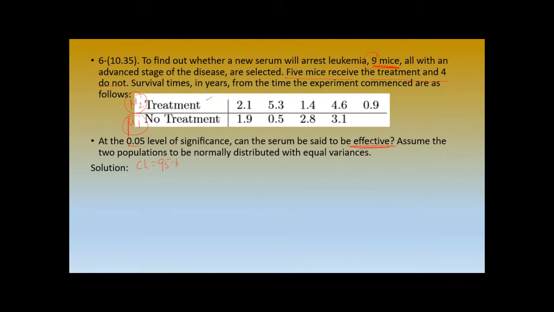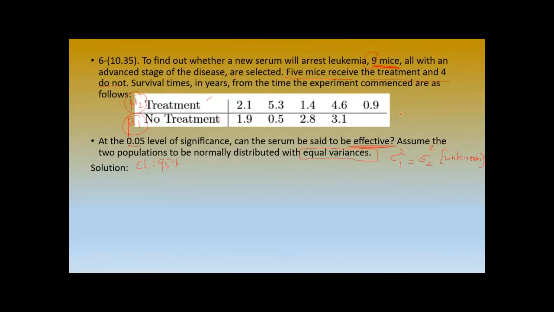So what is the null hypothesis? Assume that the 2 populations are normally distributed with equal variances. You don't have knowledge of the variance in this problem. There is no sigma 1, sigma 2. We are given the assumption that they are equal. Sigma 1 square and sigma 2 square are equal and unknown. There is no sigma 1, sigma 2 of the population given in the problem.